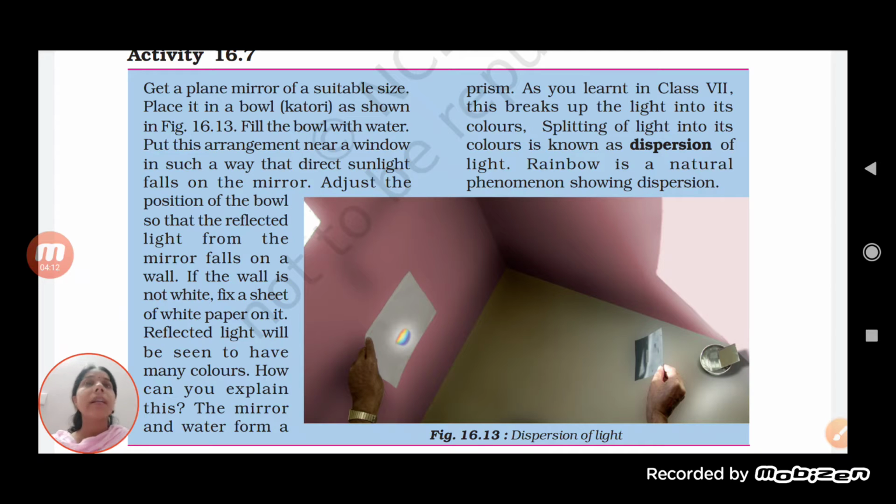Okay, so actually there is a formation of 7 colors, and how does this happen? This happens because of dispersion. It means that the sunlight, the white light which is coming from the sun, actually consists of 7 colors in it, and that is why it gets split into the different colors. And this splitting of light into different colors is called the dispersion of light.